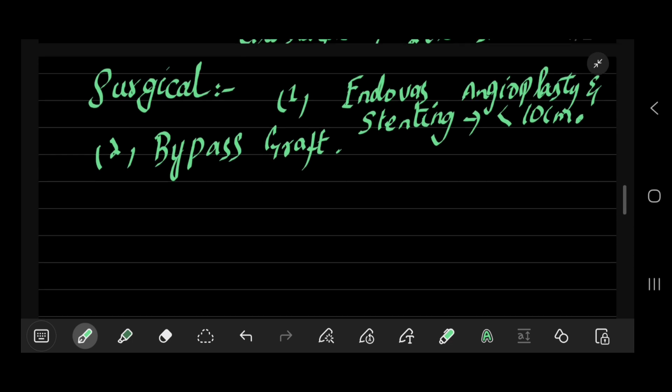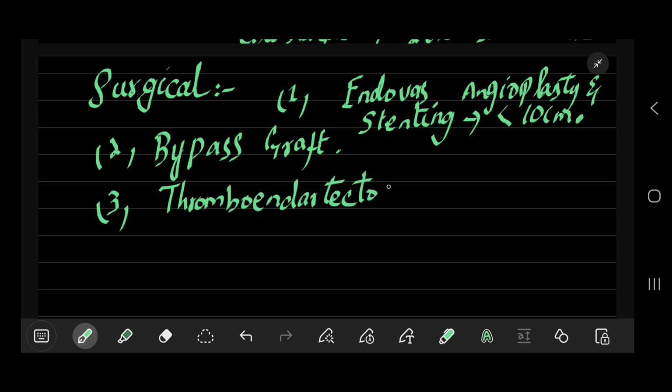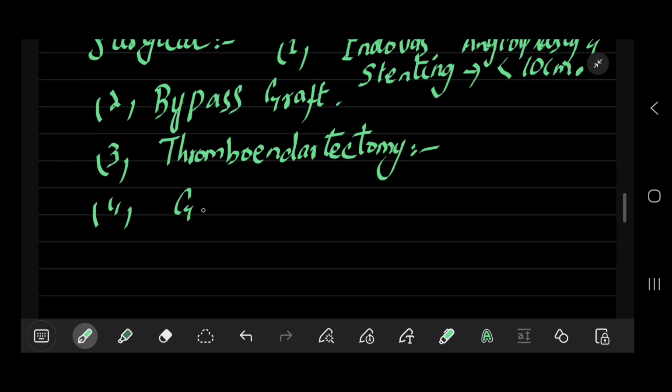The other thing that you can do is thromboendarterectomy in the distal vessels. Thromboendarterectomy can be done when the vessels are distal and also when you cannot go for bypass grafting or stenting. Furthermore, if there is critical limb ischemia and gangrene formation, then you should go for amputation. If the signs of life in the limb are not present, then you should go for amputation.